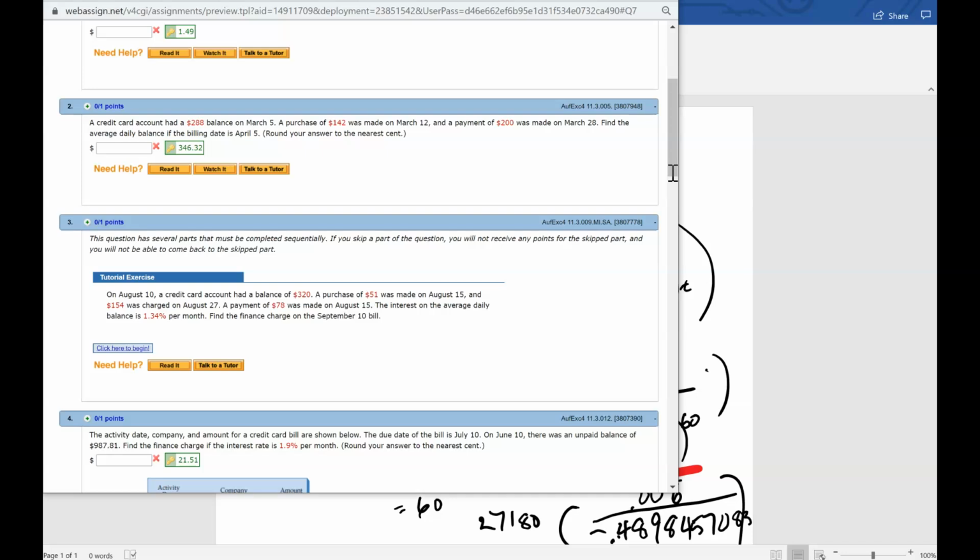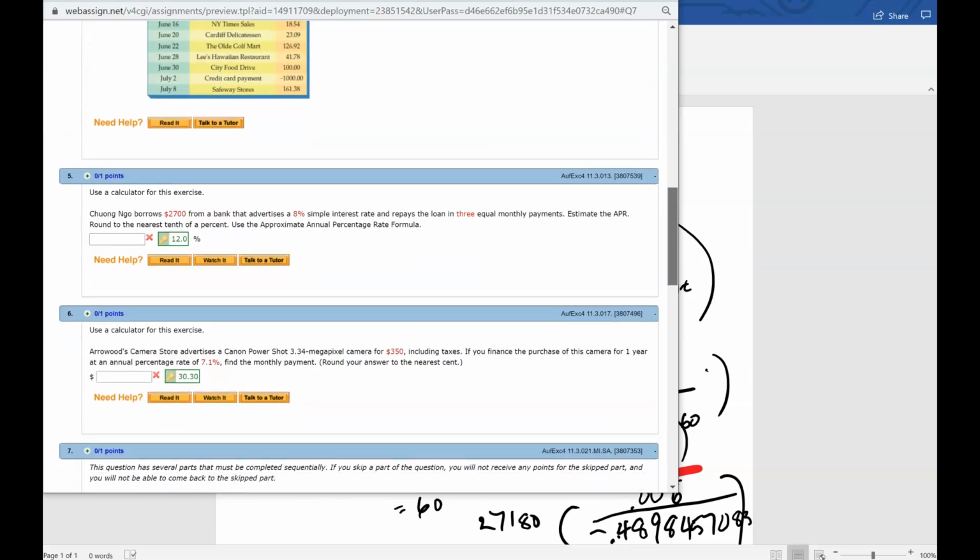When you start your daily balances, it's going to start on the date stated here, which is March 5th. So that'll be day 1. And then the billing date is April the 5th. So just note that April 5th is not included. April 4th will be your last day.